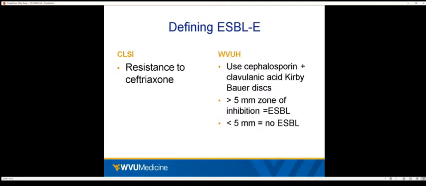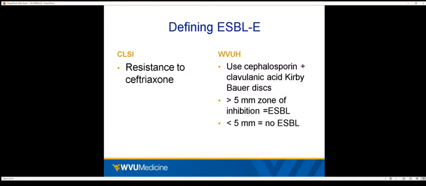So this is more of just how you define it. CLSI, which is like the resistance, how you explain them is they make the breakpoint. So if there's a concentration of a drug over this and that, the drug works. That's what they say most of the time. They define ESBLE as resistance to ceftriaxone, which is a third generation cephalosporin.